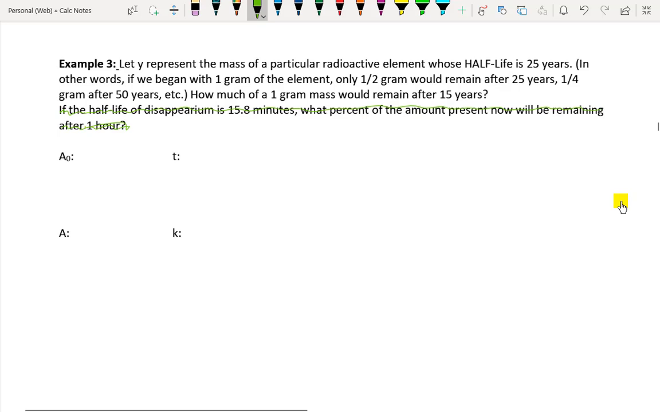How much of the 1 gram mass would remain? Well, that means that my initial amount is going to be 1 gram. All right. I know that after 25 years, I would have a half a gram remaining. That's what half-life does. My goal here is to find out in 15 years how much of that is remaining.